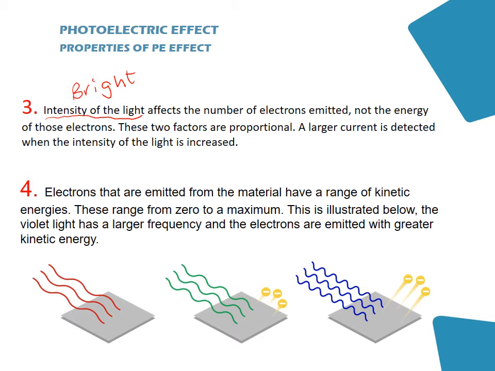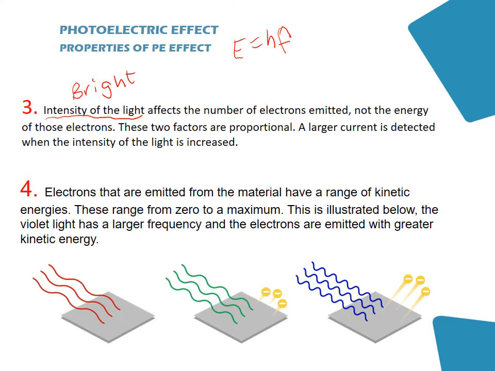Intensity just means how many photons of that light are being emitted. The brighter the light, the more packets of photons are incident. Every one of those photons still has exactly the same energy because of our equation, E equals hf, which means that for a particular frequency of red light, every photon has the same amount of energy. So, back to point three: intensity or brightness affects the number of electrons emitted, not the energy of those electrons.